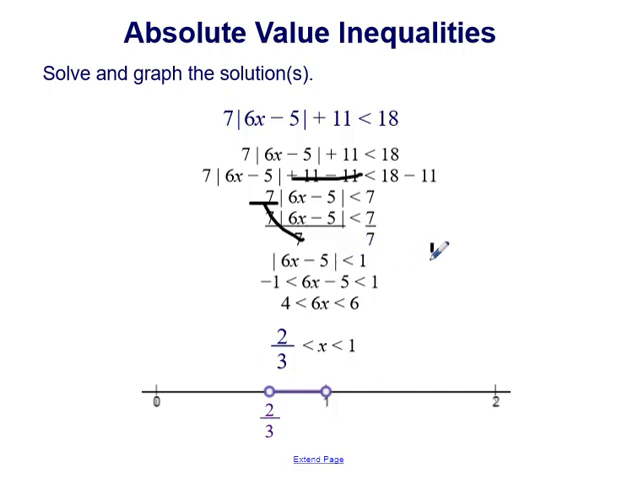This is a less than, an AND inequality, so we can rewrite it as negative 1 is less than 6x minus 5 is less than 1. If we add 5 to both sides and then divide by 6, we'll end up with 2/3 is less than x, which is less than 1, marking 2/3 and 1 with open circles on the number line and shading everything in between. The key to these problems is to isolate the absolute value first, and then you can split into your AND or your OR.